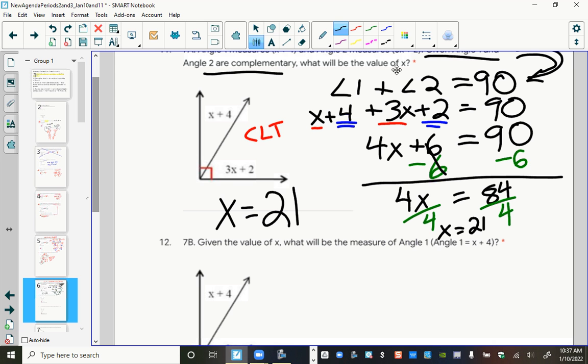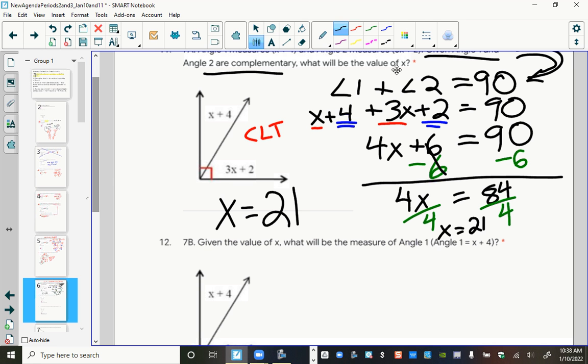Yup, you got it right. So remember, you already saw for the x, so you're just going to substitute 21 plus 4, and then 3 times 21 plus 2. For 7B, do that separately. That's the bottom problem.